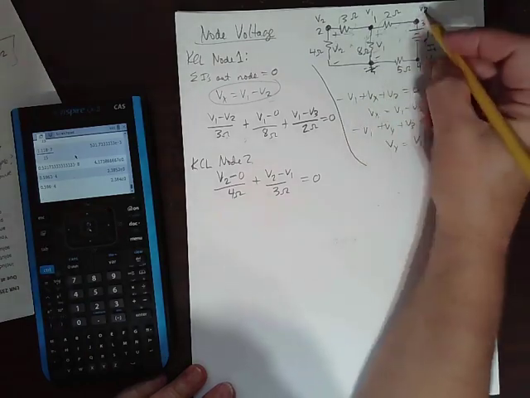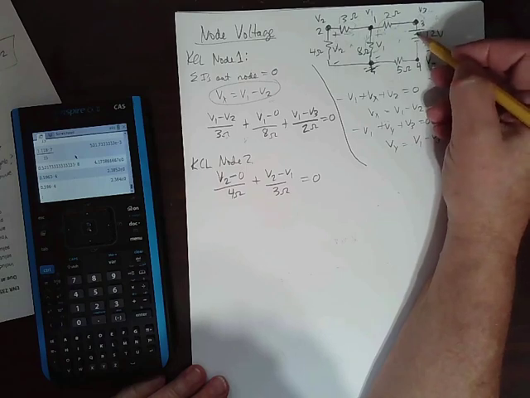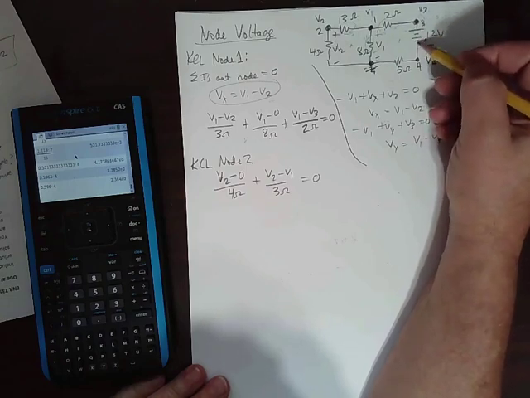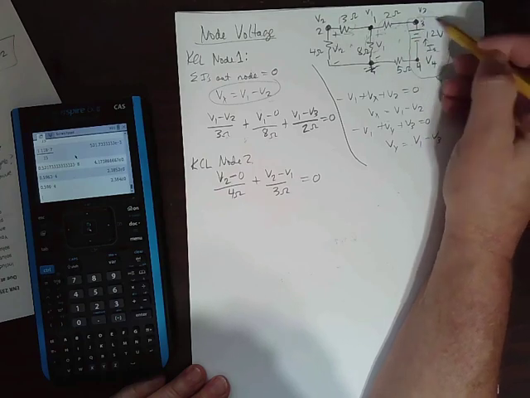We have 2 more nodes, but we have a problem with this node because we can't write an Ohm's law equation with a voltage source in it. And so what we're going to do is make what we call a supernode.